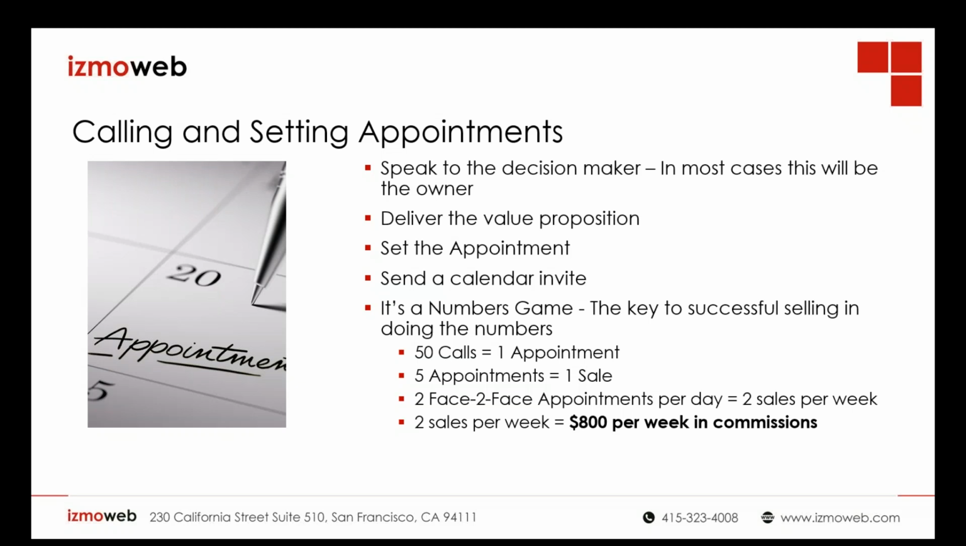But when you look at the numbers, they typically work out like this in an inside sales or a sales environment with this kind of business. If you make 50 calls, you'll get one, maybe more appointments. 5 appointments are going to be 1 sale, generally speaking. So that would be a 20% closing ratio. So if you talk to 5 people, out of those 5 people, you'll close a business. So 2 face-to-face appointments per day is going to equal 2 sales per week. 2 sales a week is going to be $800 a week to you in commission. So that's the way to kind of look at this. You have to put in the work, put in the effort, the sales will come, no doubt about it.